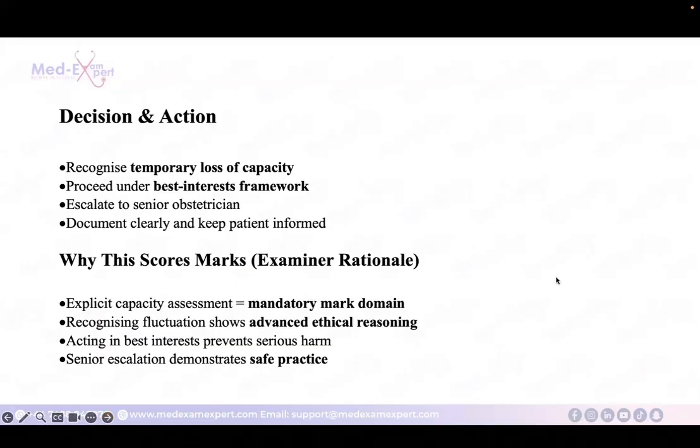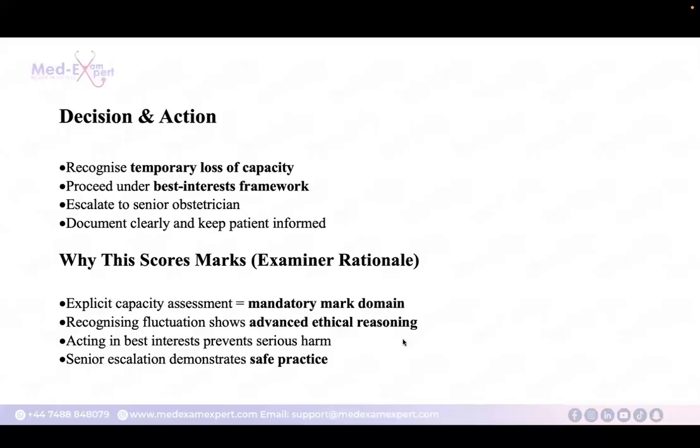You have to say explicitly that an explicit capacity assessment is mandatory; it is a mark domain here. You recognize fluctuation, and it shows advanced ethical reasoning. So if you say to me that yes, I'm going to assess her capacity in this condition, because usually capacity deteriorates, that means you have the know-how of advanced ethical reasoning in these types of scenarios, and you act in the best interest to prevent serious harm.